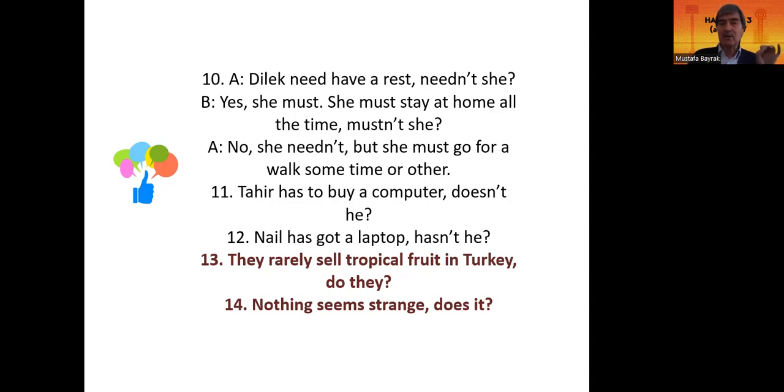They rarely sell tropical fruit in Turkey. They rarely sell tropical fruit in Turkey, do they? Now, why isn't it, don't they? Although the first part of the sentence seems to be positive, because of rarely, rarely is just like never. It makes the sentence negative, okay? Just like they don't sell. They rarely sell tropical fruit in Turkey, do they? Is it clear? Yes, just like saying they never sell tropical fruit in Turkey, do they?